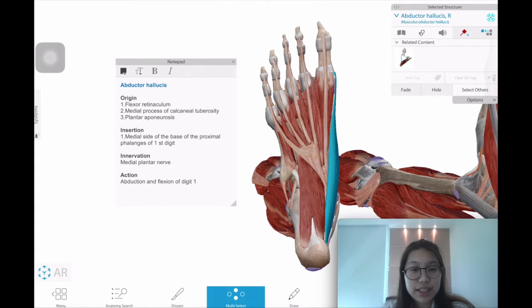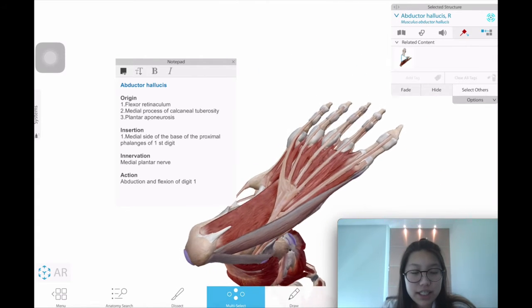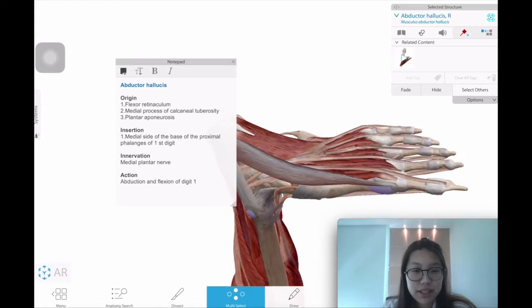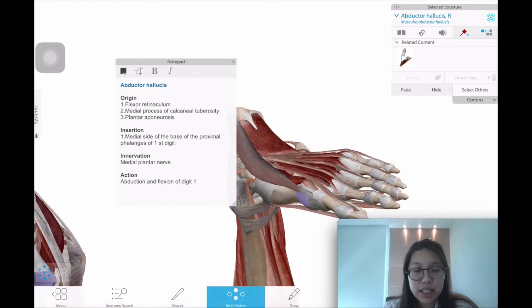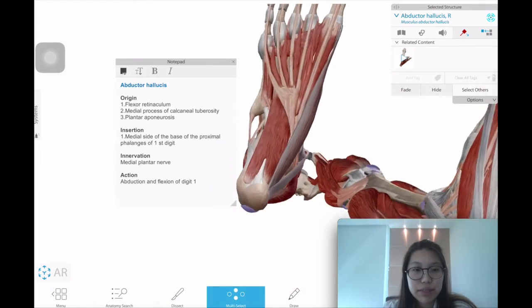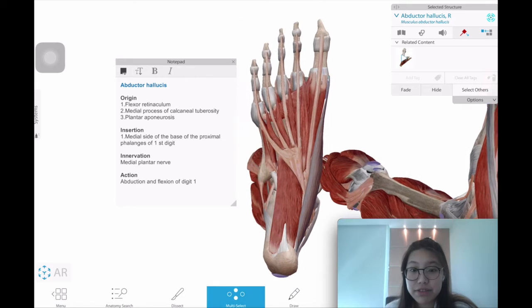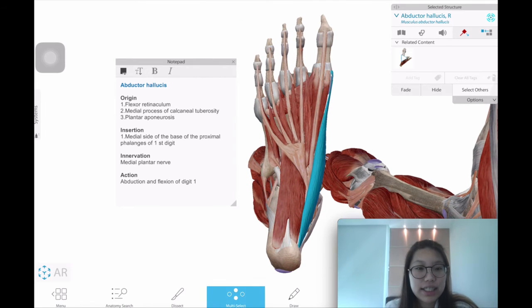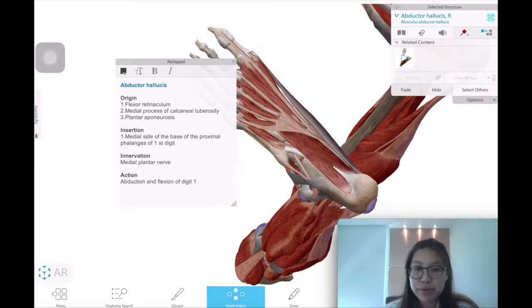This is abductor hallucis. The origin is at the flexor retinaculum, the medial process of calcaneal tuberosity, and the plantar aponeurosis. The insertion is at the medial side of the base of the proximal phalanges of the first digit. The innervation is medial plantar nerve, and the action is to abduct and flex digit 1.